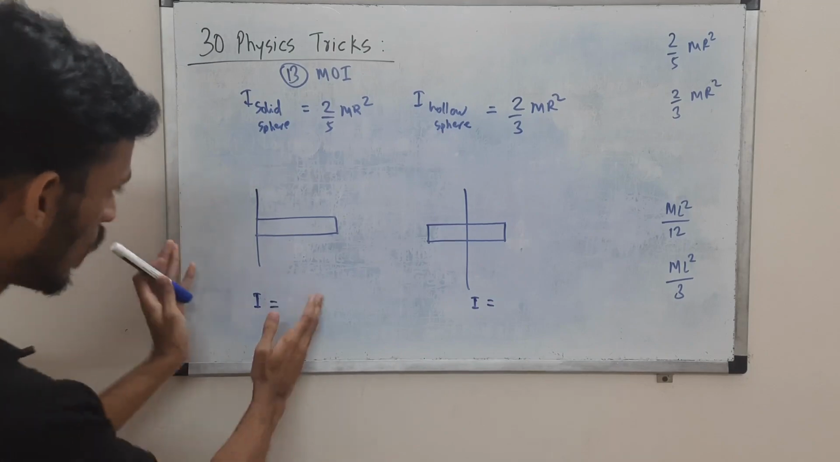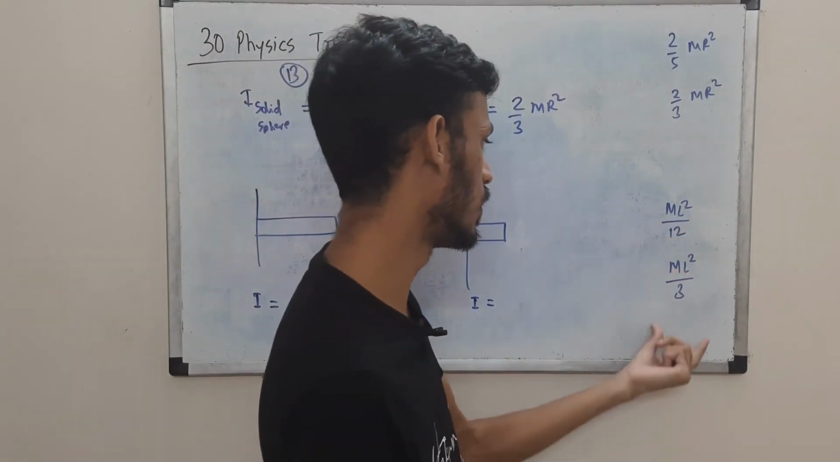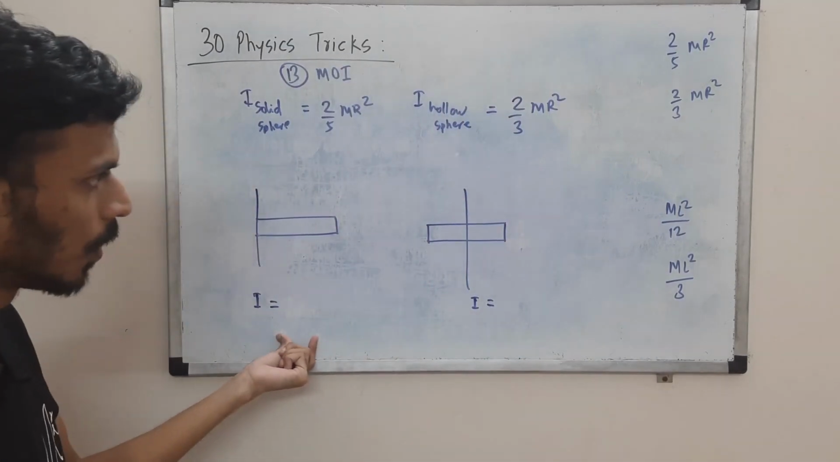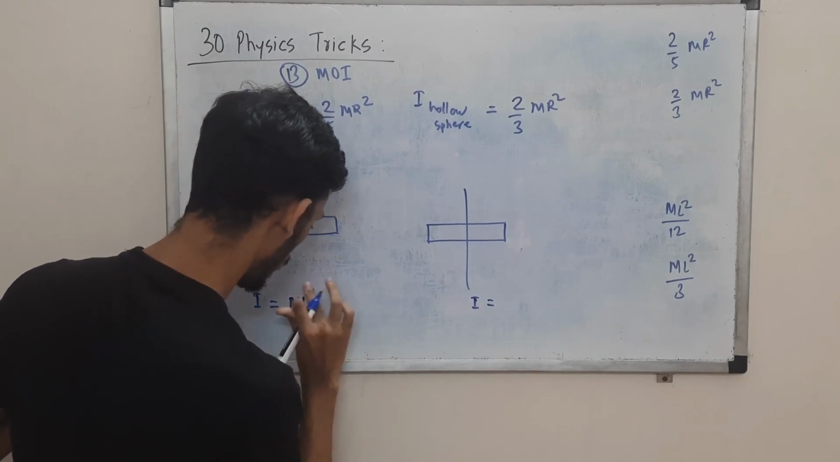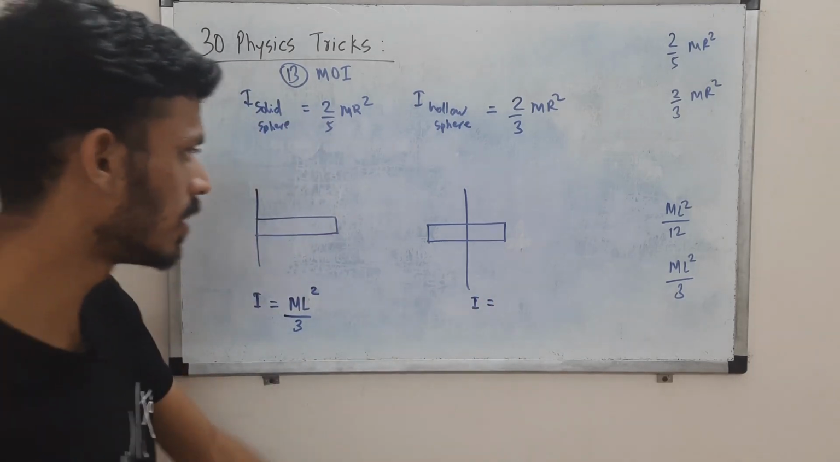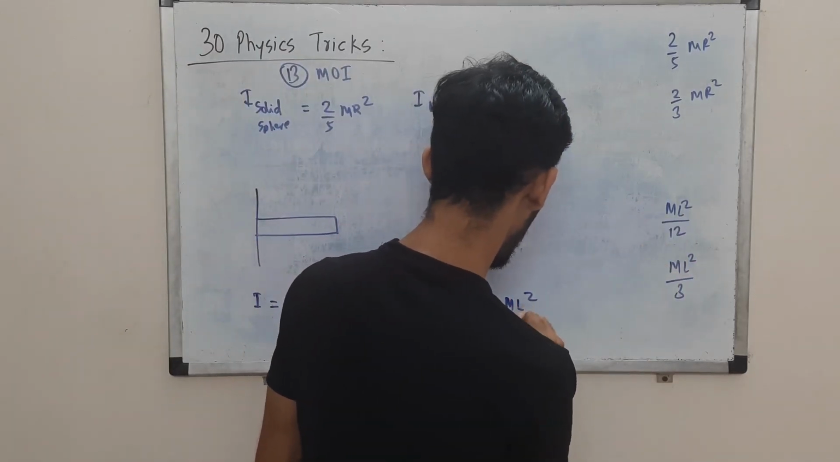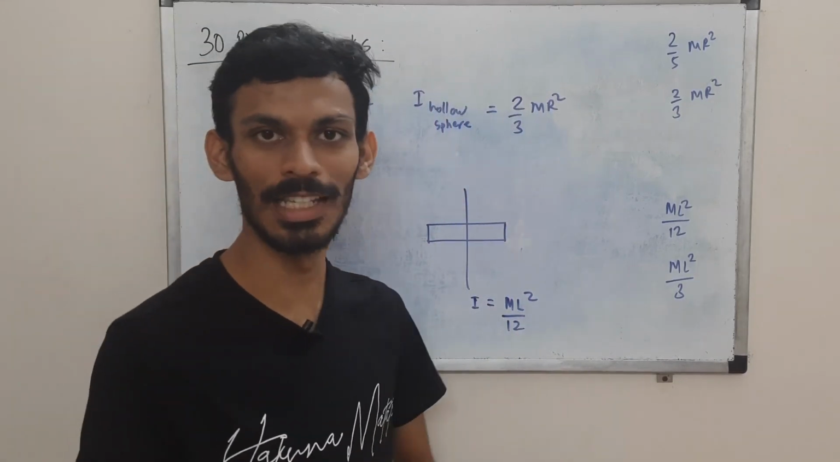Okay, so this one it's difficult to rotate, having large moment of inertia. Which one is that? Okay, larger moment of inertia for this one. Okay, so it is ml square by 3 over here, ml square by 3, and this is easier to rotate, meaning this is ml square by 12, right? Smaller, very. So that's it.